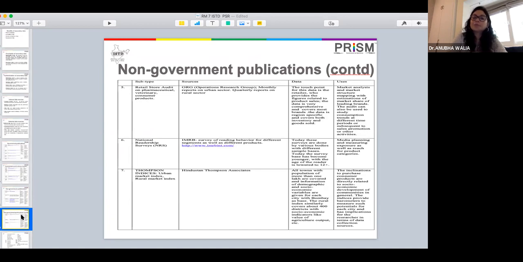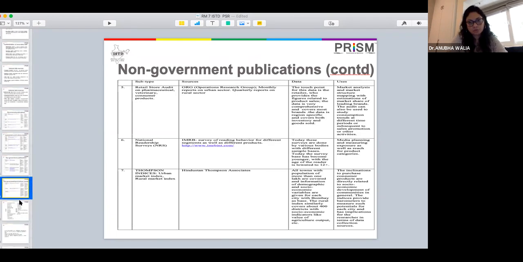Readership survey is another one. What kind of people are reading, the behavior changes, segments. The Thompson indices are there, which talk about the rural market. So that's how you will find various kinds of things being used.